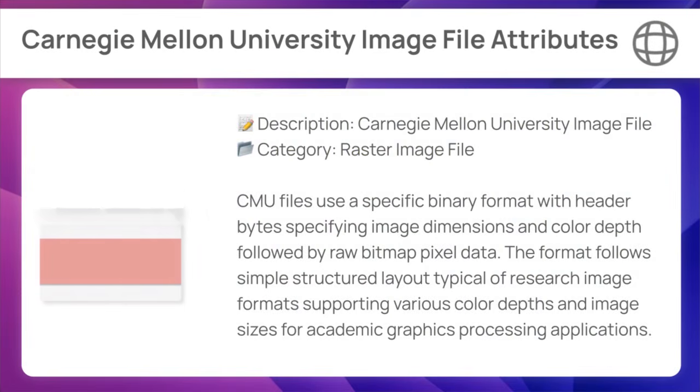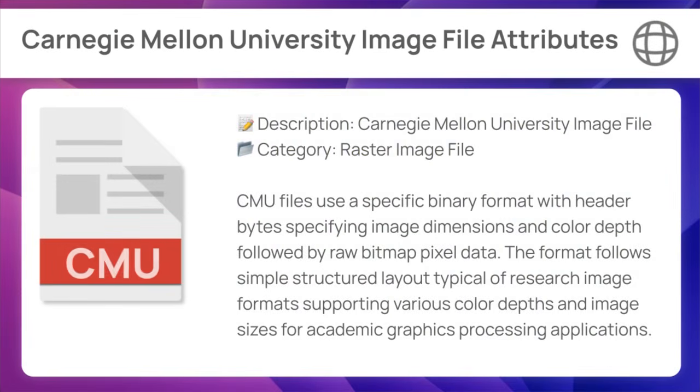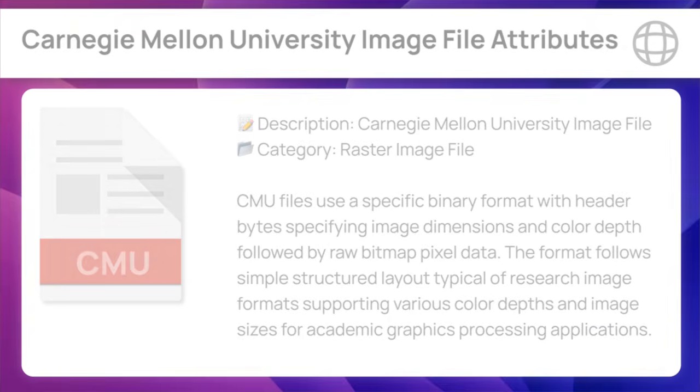CMU files use a specific binary format with header bytes specifying image dimensions and color depth, followed by raw bitmap pixel data. The format follows a simple structured layout typical of research image formats, supporting various color depths and image sizes for academic graphics processing applications.